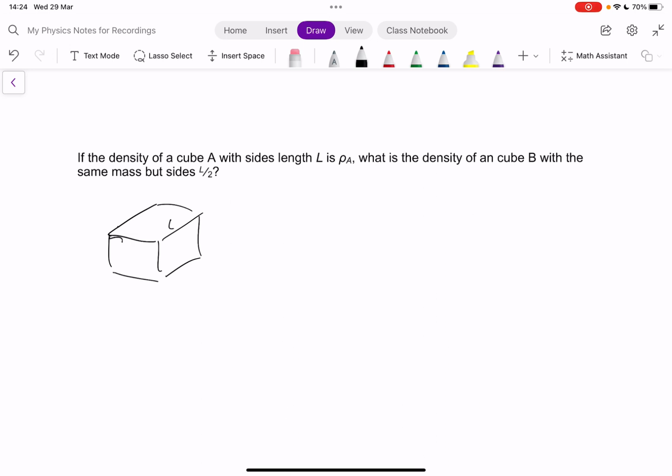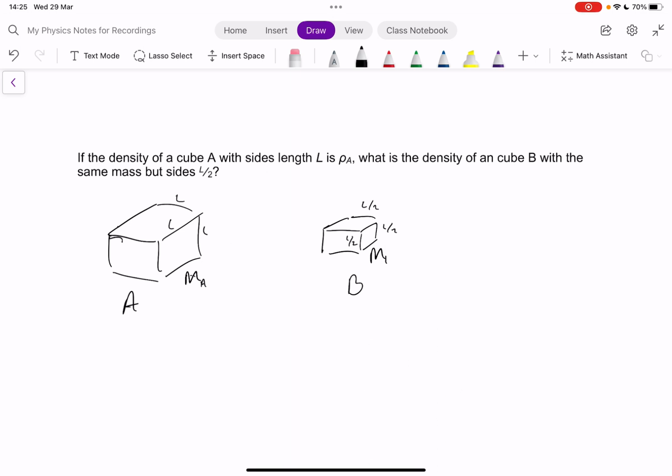Beautiful cube there. So we've got L by L by L, and this is cube A. And I've got a second one, which is L over 2 by L over 2 by L over 2. They've both got the same mass.